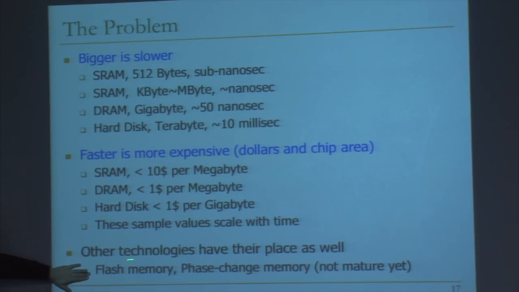So other technologies have their place as well. Flash memory, for example, something we'll not talk about. And phase change memory, which is not mature yet. These technologies are mature. They're mass manufactured today. And hard disk is actually a memory technology also, except it's so slow that you cannot use it as the working memory, because you need to do mechanical reading of the hard disk, which makes it much slower.